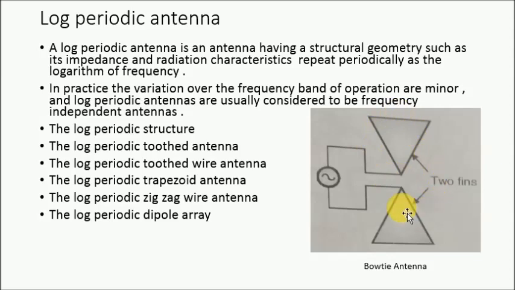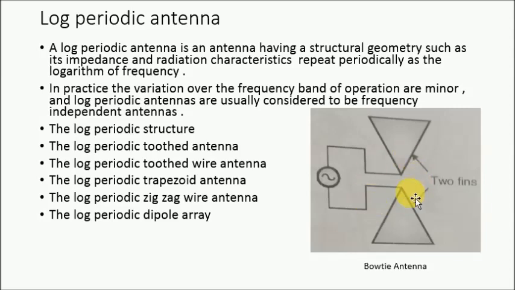Now we can modify this antenna, the bow tie antenna, or whatever the structure, and the current, we are making the current in such a way that it will die off more rapidly with the distance from the feed point. And the modification, if you do, that structure is called the log periodic antenna. So here we have the structure of the log periodic antenna.